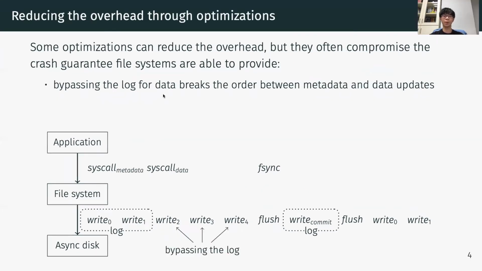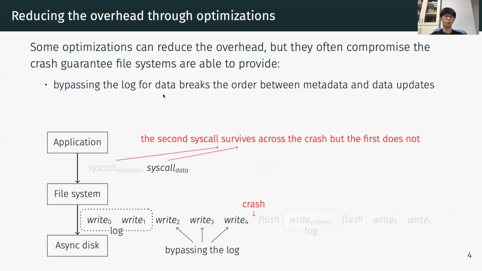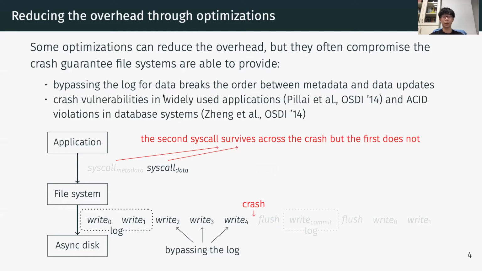There are, of course, some optimizations to reduce the overhead. However, they often also compromise the crash guarantee file systems are able to provide. For instance, ext4 by default journals only metadata updates and bypasses the log for data updates. This optimization reduces the amount of data written to the log, but it also breaks the order between the two kinds of updates on a crash. This behavior, in turn, results in many crash vulnerabilities in widely used applications and ACID violations in database systems, as discovered by recent research.